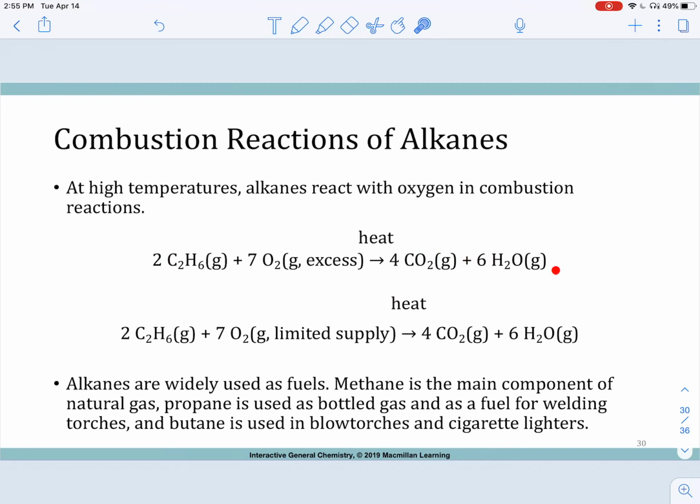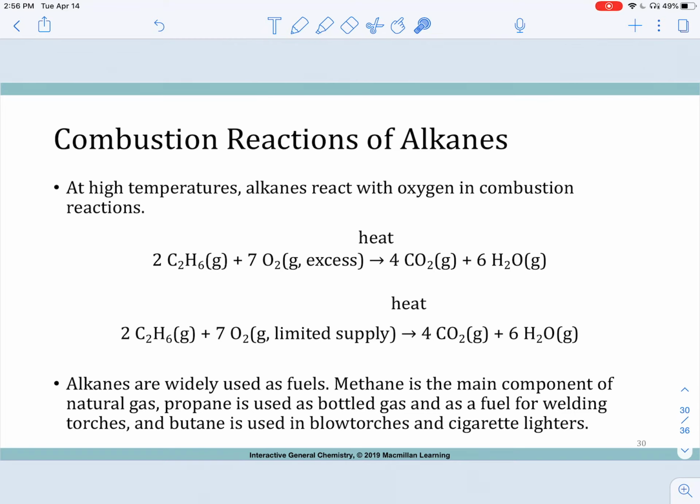That's a combustion reaction. But this is like the typical combustion reaction where, let's say you just have a barrel of this and you're burning it in the air with excess oxygen, or this is how your car would do this. So if you have an excess amount of oxygen, you're going to get CO2. However, we do also see if you have a limited supply, if oxygen is actually your limiting reactant, you're going to produce carbon monoxide.